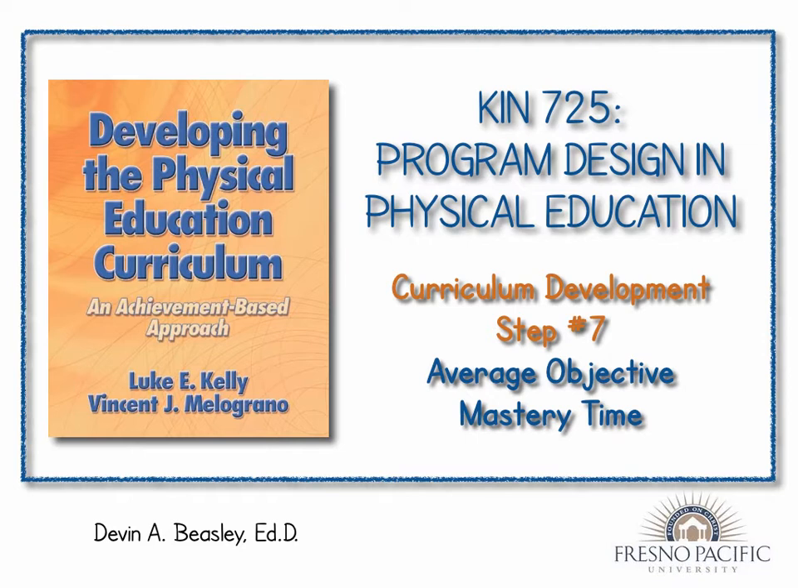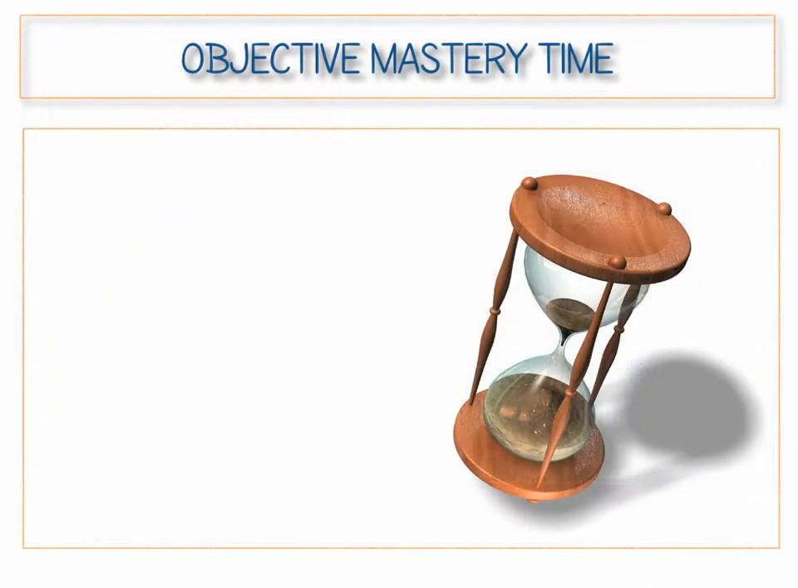Welcome. Here we are again, and this time we will discuss step number 7 in the curriculum development process, which is averaging the objective mastery time. And a question to ask yourself as you begin to estimate this is, how long does it actually take to teach an objective? This means providing the instruction, allowing practice time and time to develop the expected skills, and then administering an assessment to determine if the objective was actually met. It is more than simply exposing students or athletes to some information.